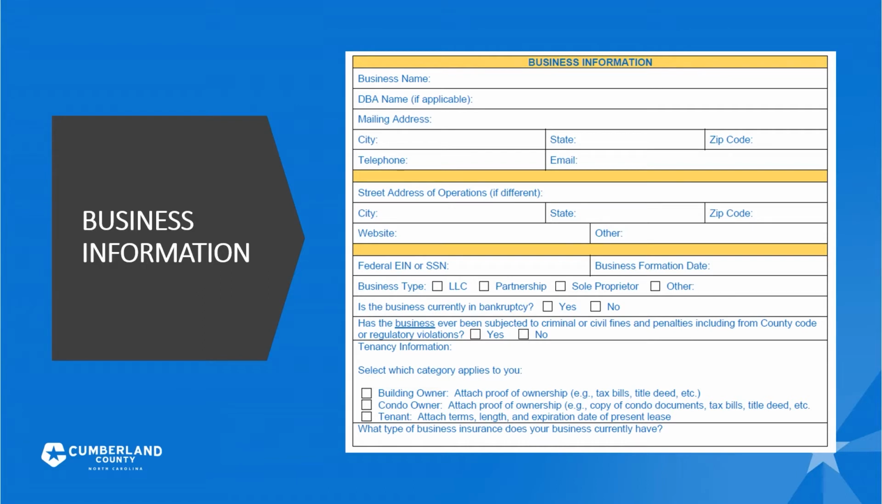There's also a yes or no question regarding whether your business is in bankruptcy proceedings, if the business is subject to criminal or civil fines or penalties, tenancy information, including whether you're the owner of the building that you operate in, or if you are a tenant who is leasing the property, and if you have business insurance and what type you have.